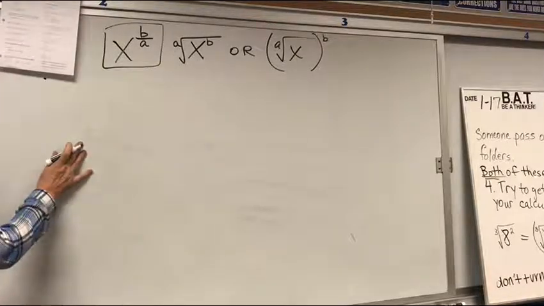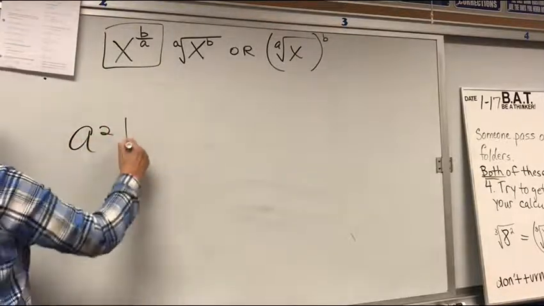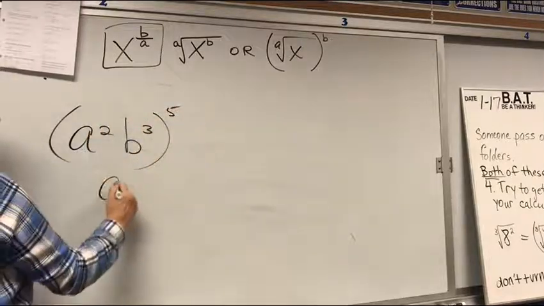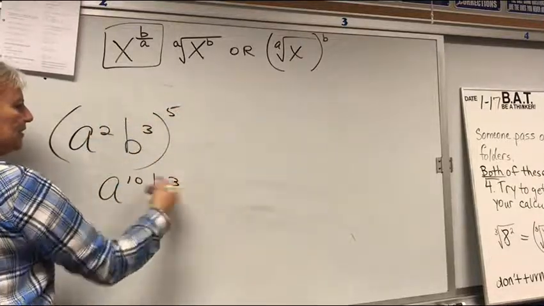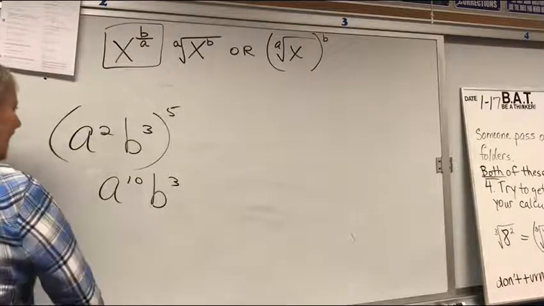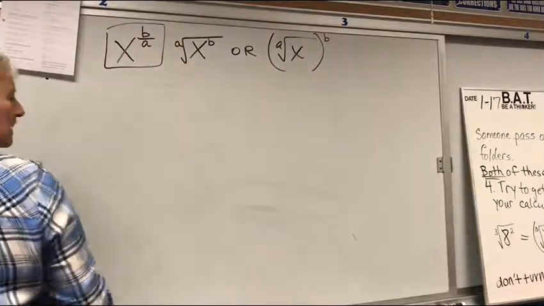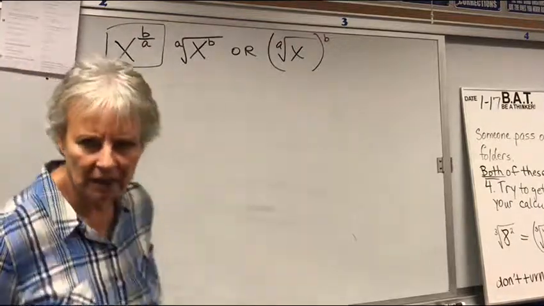Now, yesterday on your quiz, when you had a problem like this, you multiplied and got A to the 10th, B to the 15th. I wrote up my hand. I messed up.